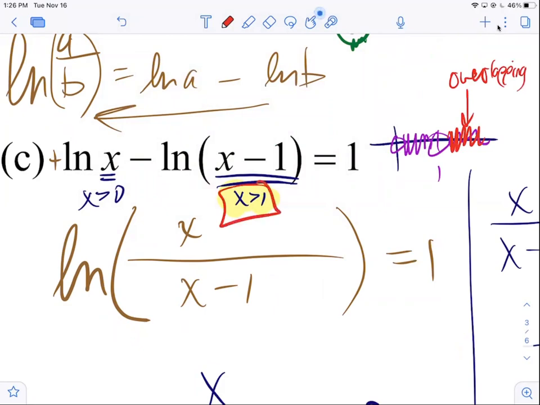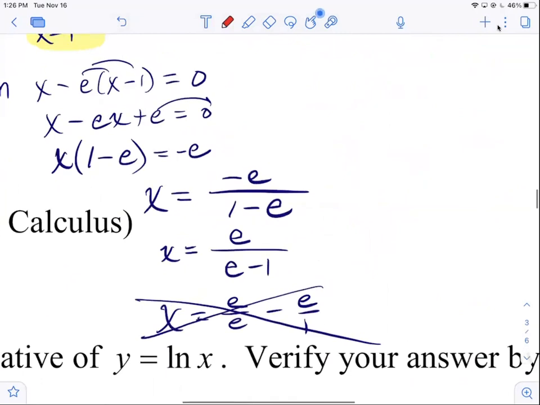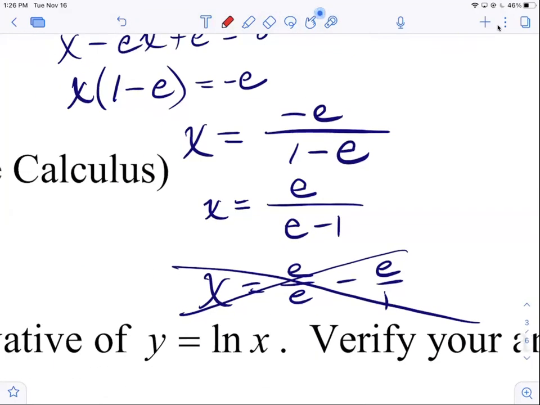So all we need to make sure of is, is our answer bigger than 1? Is e over e minus 1 bigger than 1? Yeah, it's easy to see because e over e would be 1, and all I'm doing is making the denominator smaller. So a big number divided by a small number should still be bigger than 1. Yeah, very good.